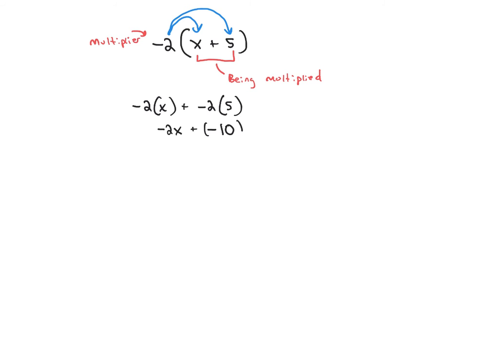So you could write plus negative 10, or remember, when we are adding negative numbers, it's kind of the same thing as subtracting a positive number. So you could also write this as negative 2x minus 10. Both of these are correct answers.